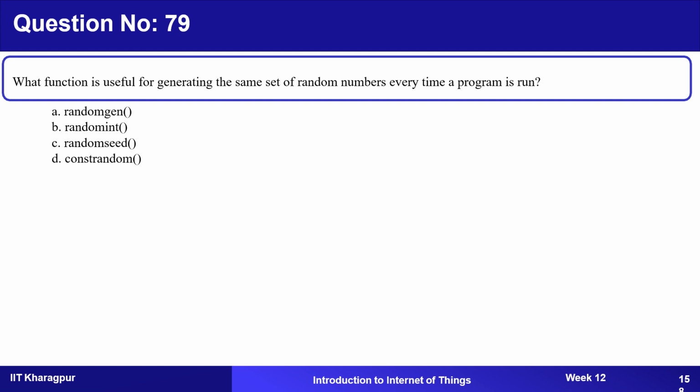Random gen, random int, random seed, const random. I'm assuming it's constant. Oh, it's okay, random seed. Const random, I don't think there is some function called const random. You can check whether this function exists, because there is no such function.